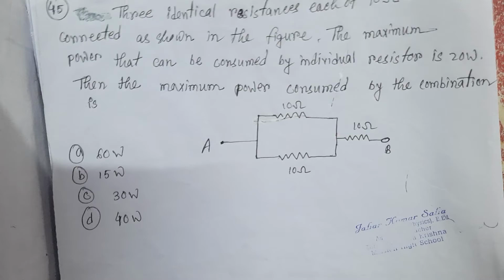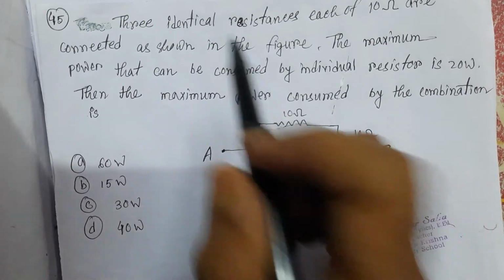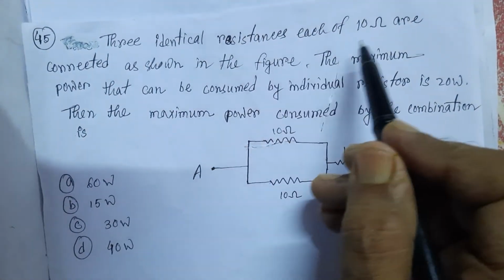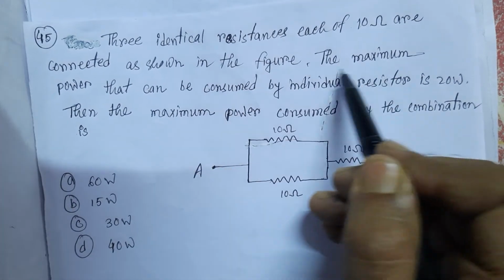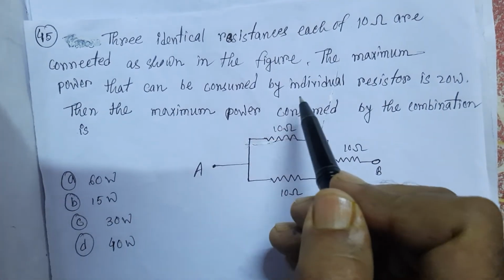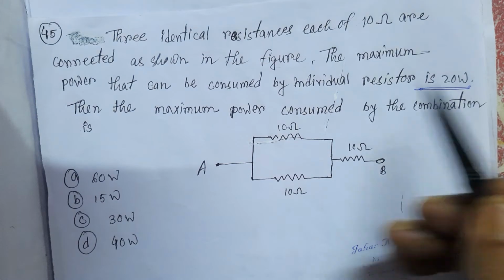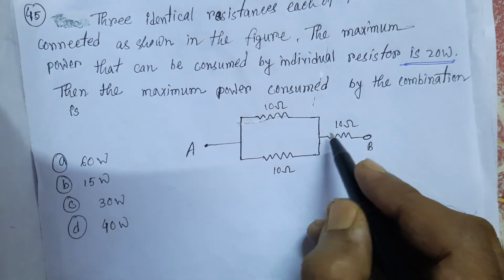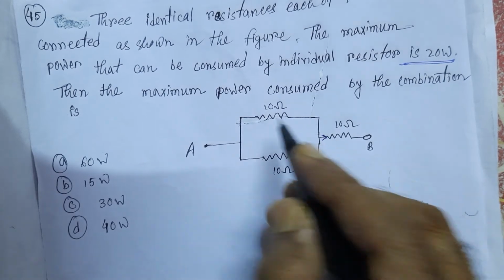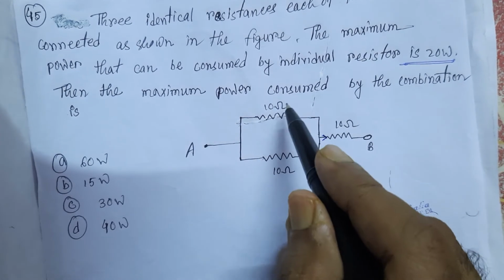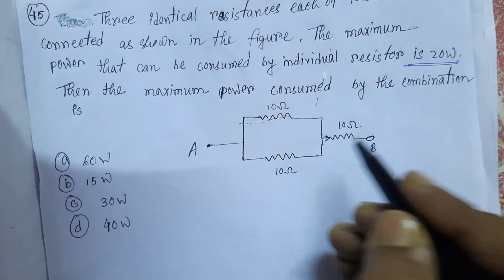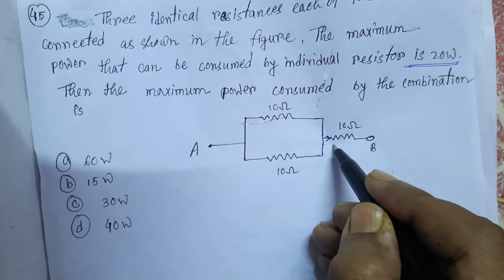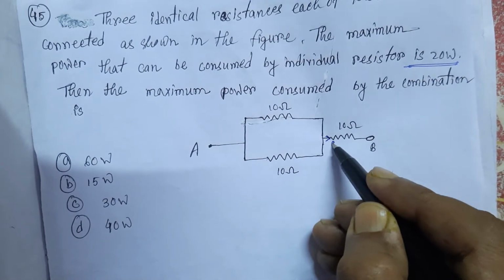In the last question, we see that three identical resistances, each of 10 ohm, are connected as shown in the figure. The maximum power that can be consumed by an individual resistor is 20 watt. What is the maximum power consumed by the combination? Now, let us take the third resistor. There are three resistors, each of resistance 10 ohm. Let us take that the third resistor is consuming maximum power and it has current I.